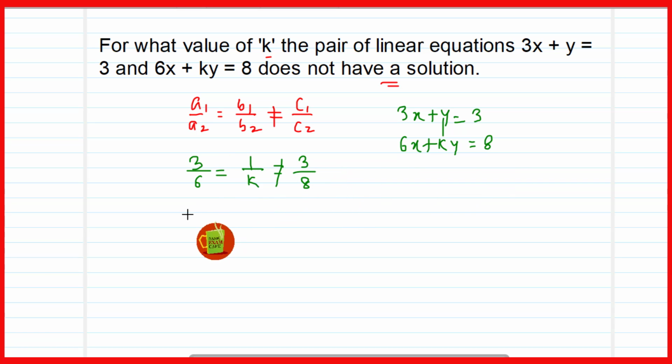Now we will equate these two, so 3 1s are 3, 3 2s are 6, and so 1 by 2 is equal to 1 by k, and therefore k is equal to 2. So the value of k is 2. For k equal to 2, the given pair of linear equations does not have a solution. Now move to the next question.